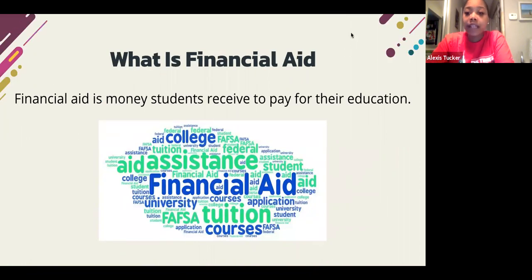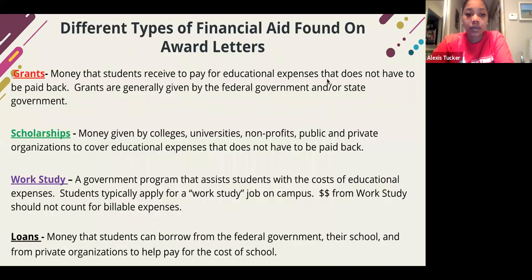So very briefly, what is financial aid? Financial aid, very simply, is any money that you receive from an institution to pay for your education. So we'll talk a little bit about types of financial aid, which include loans, grants, scholarships. These are all things that you use to pay for your college education. And again, different types of financial aid that you will find on your award letter, or something that you might hear very frequently is called an SAR, or student aid report.